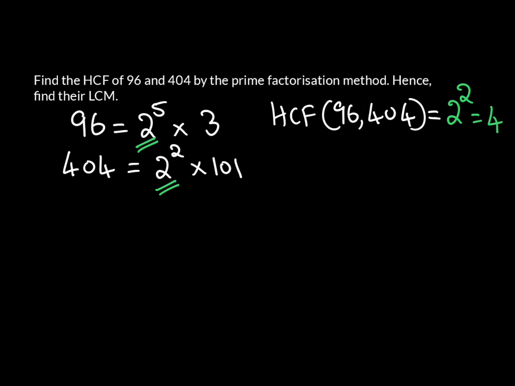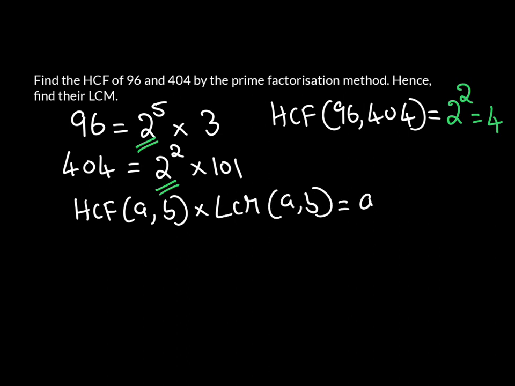We found the HCF. Now we need to find the LCM. But instead of using the prime factors, let us use the formula. Remember that HCF of two numbers A and B multiplied with LCM of A and B is equal to the product of A times B. We know this formula. So HCF of 96 and 404 is 4. We don't know what is the LCM of 96 and 404.